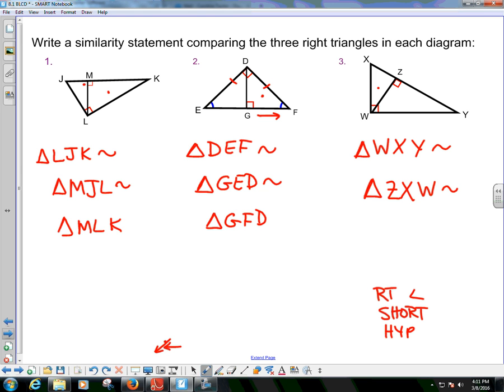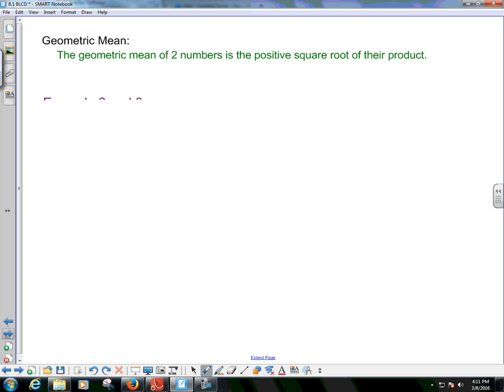That's similar to my bigger triangle. All right, so I'm going to start at the right angle. My right angle is at Z. I go down the short leg to W and across the hypotenuse to Y. So that's the similarity statement for number three.